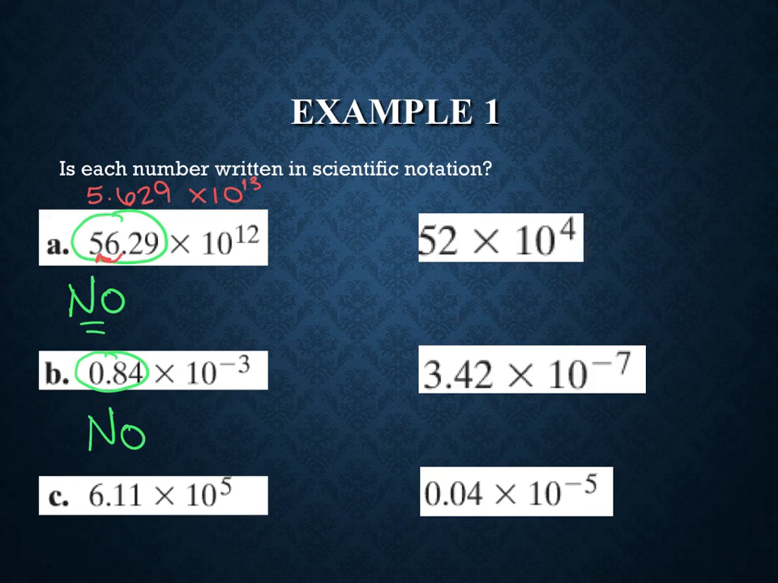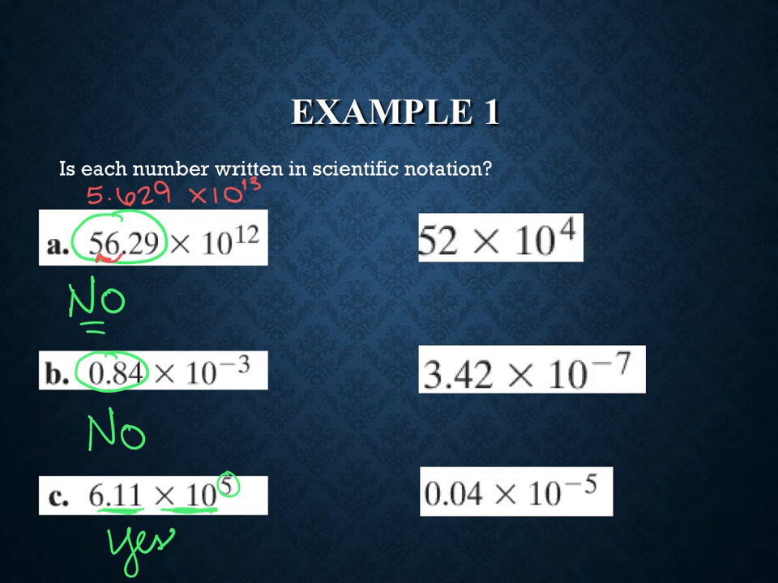Part C, I have 6.11. Well, that part's going to work because that is a number in between 1 and 10. Next, I have times 10. So I have a power with a base of 10, and I have an exponent of 5, and 5 is an integer. So this does meet the requirements for scientific notation.